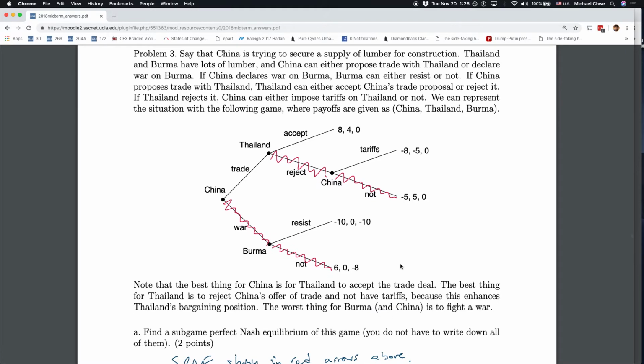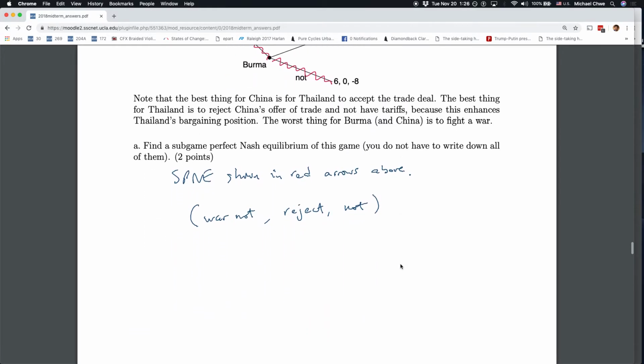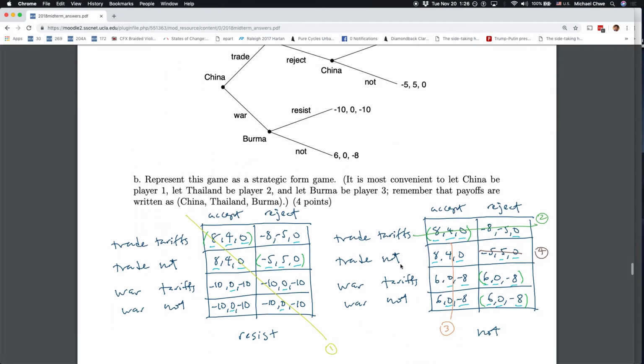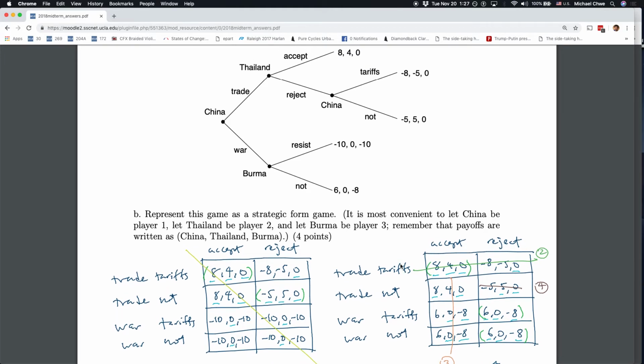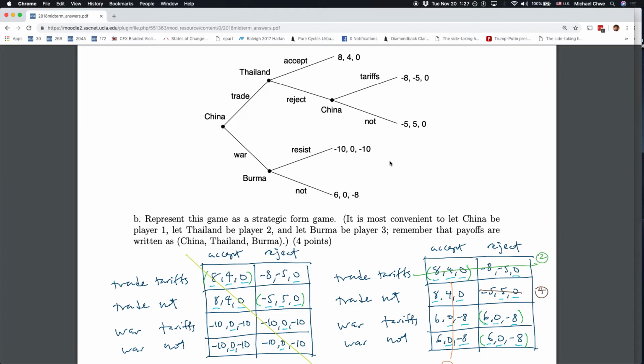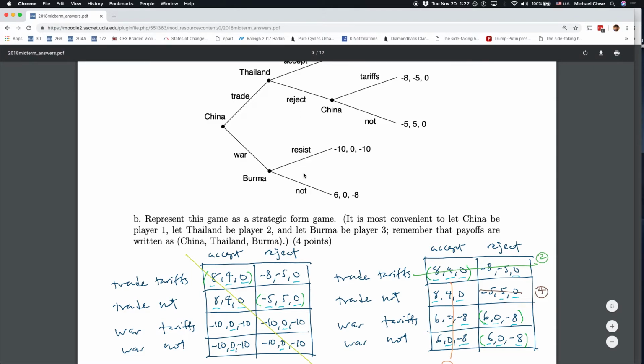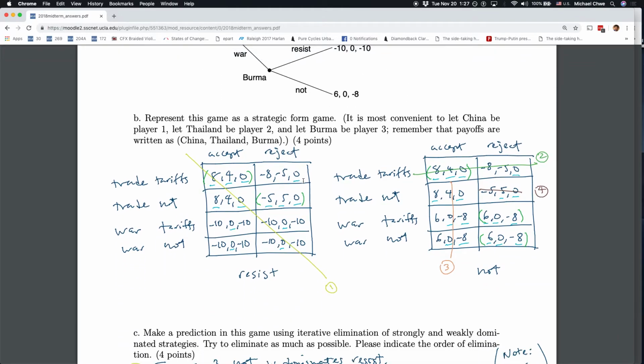Problem 3: China, Thailand, Burma. Well, this is a nice problem. I like this one. Do you guys get this? Look, how many nodes does China have? The key thing is just noting 2, right? So China could do trade or war, tariffs or not. China has 4 possible strategies. How many strategies does Thailand have? Just 2. Burma has 2, right? So you get this. You'll see how you do, and you can compare it against this.